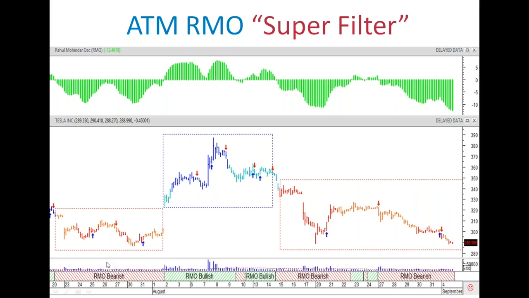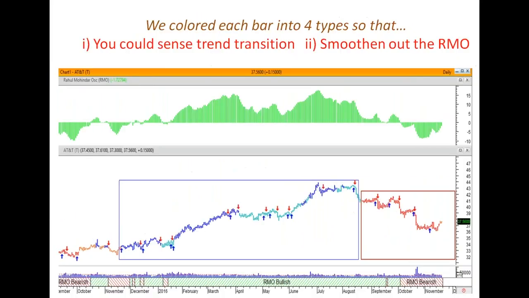So the super filter is a super refined version, which means it actually supersedes, or is more accurate than, the RMO itself. It's more refined. And let's show you more examples with it. Notice on this chart, you get a first-hand feel. Right in the beginning, it's been blue all the way, and I'm basically trading the buy side of this market. And then I've got the sell phase of this market.